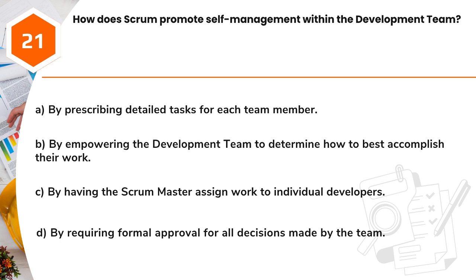Question 21. How does Scrum promote self-management within the development team? A. By prescribing detailed tasks for each team member. B. By empowering the development team to determine how to best accomplish their work. C. By having the Scrum Master assign work to individual developers. D. By requiring formal approval for all decisions made by the team.